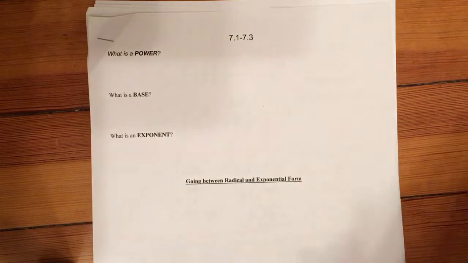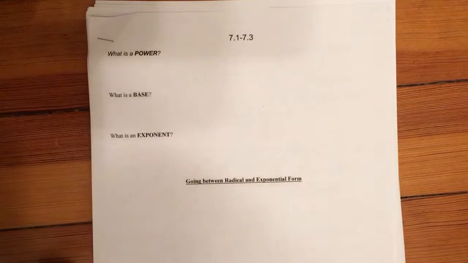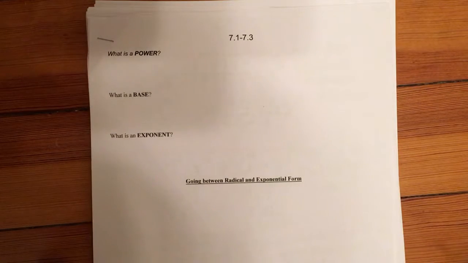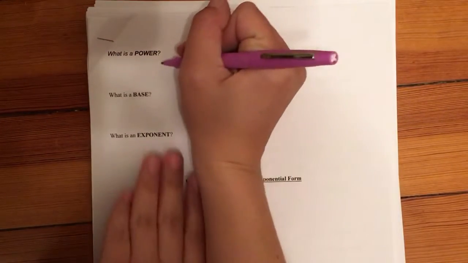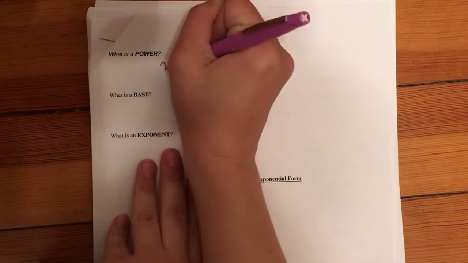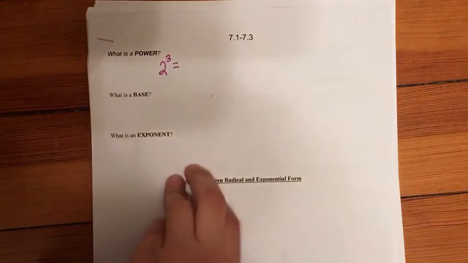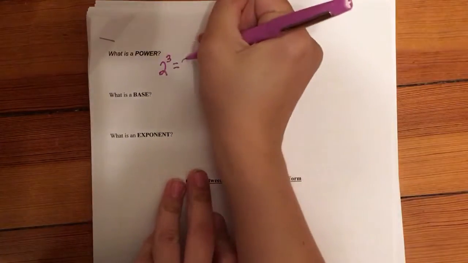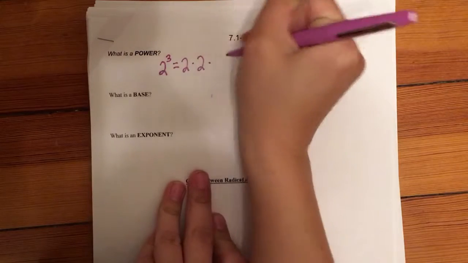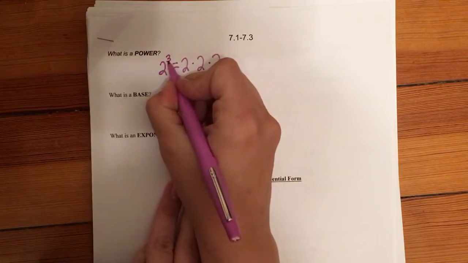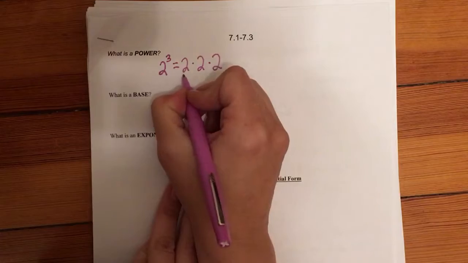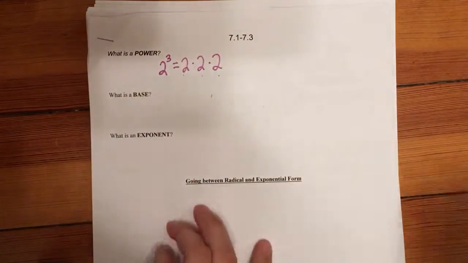Okay, we are moving on to lesson 7.1 through 7.3. We are going to start talking about powers, exponents, and bases. Anytime you have something to a given power, let's say 2 to the third power, you are going to multiply that 2 times 2 times 2. So a power of 3 means that you multiply 2 three times.